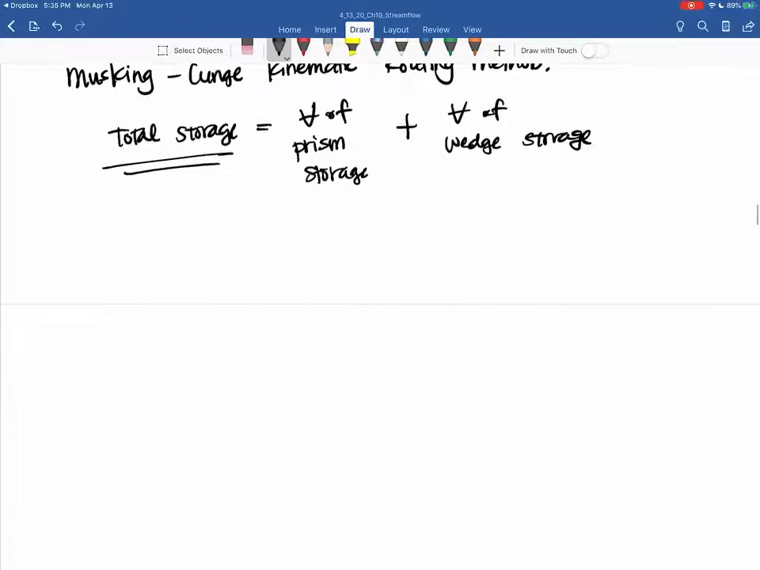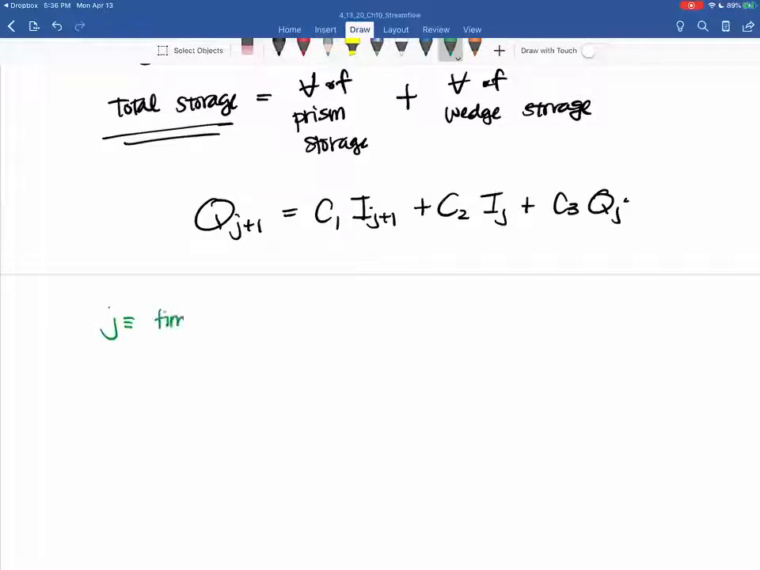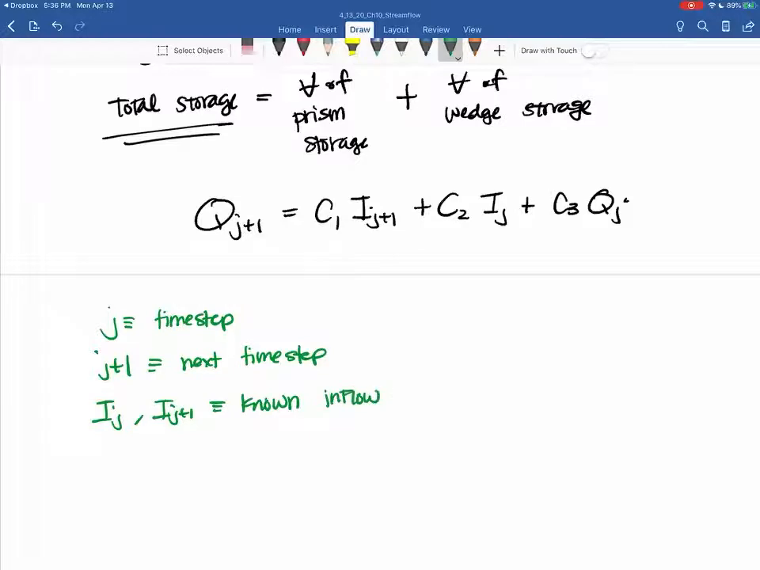So you'd get something like this. So Q_{j+1} is C1 I_{j+1} plus C2 I_j plus C3 Q_j. So I'll explain what these are. So j is the time step. j plus one is the next time step. I_j and I_{j+1} must be known inflow values, again from upstream dam release, or actually doesn't necessarily have to be a dam, it could also be from a subbasin. Like you can do this analysis for a subbasin.